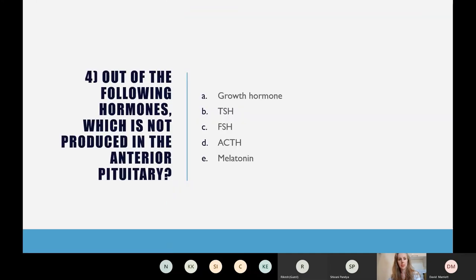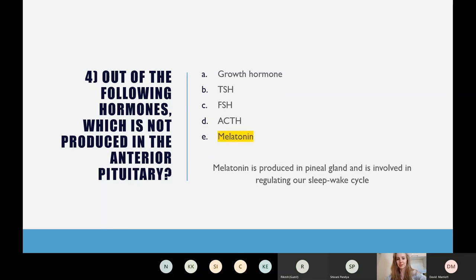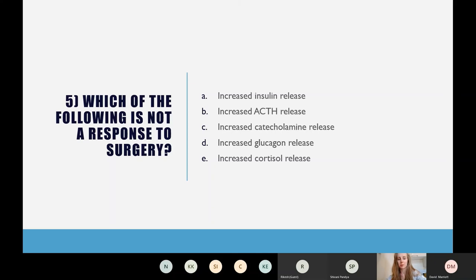And so moving on to SBAs. Out of the following hormones, which is not produced in the anterior pituitary? A, growth hormone, B, TSH, C, FSH, D, ACTH, or E, melatonin. I think everyone got this one right. Melatonin is in fact produced in the pineal gland, and it's involved in regulating our sleep-wake cycle. So question five, which of the following is not a response to surgery? A, increased insulin release, B, increased ACTH release, C, increased catecholamine release, D, increased glucagon release, or E, increased cortisol.